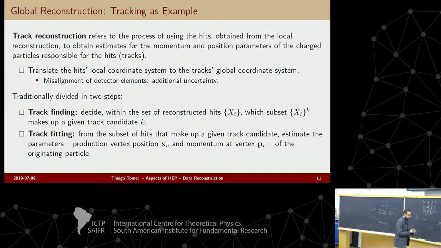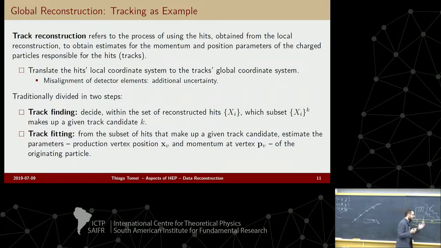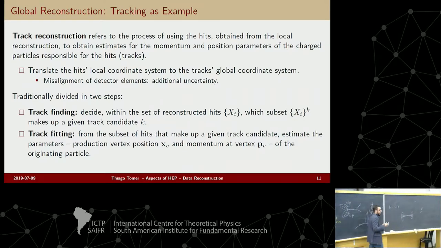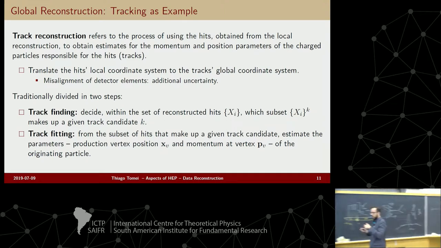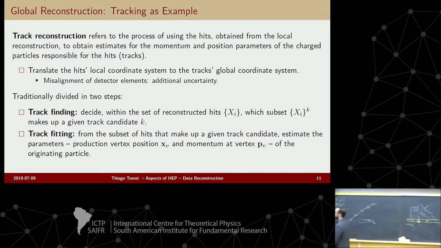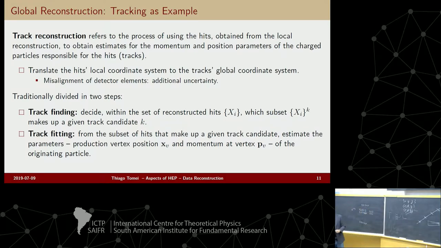So you have to first do a translation of what detector number 27 actually means, a hit in XYZ space. And then there is a problem, that there is misalignment. You think your detector is here, but it's actually here. So how do you know? Enter more calibration again. Again, this is just an example. There are other ways, you also have global reconstruction for the calorimeters and the muon system. But let's speak just about tracking here, which is traditionally divided in two steps.